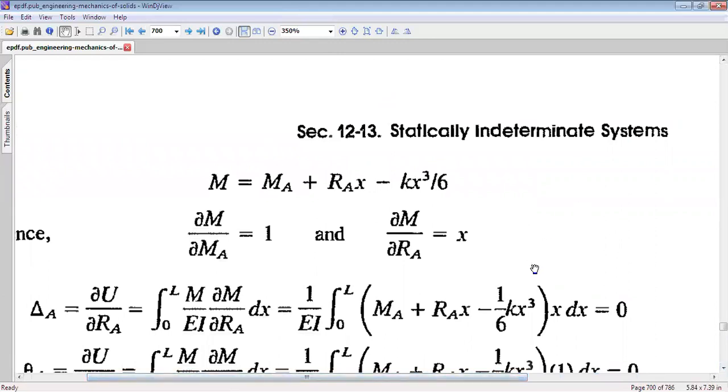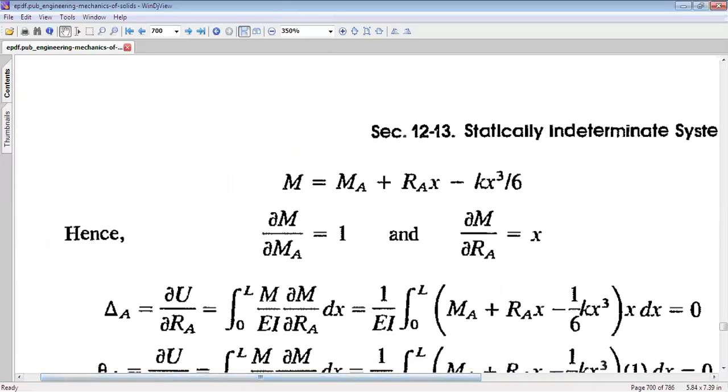To solve this problem again, let us find the expression of bending moment, which would be equal to MA plus RA x minus kx³ by 6. This is the bending moment at any location x from the left end, differentiated with respect to MA. So that gives us ∂M/∂MA equal to 1 and ∂M/∂RA equal to x. And now we will use Castigliano's theorem, according to which Δ_A, or the deflection at point A, equal to ∂U/∂RA must be equal to 0.